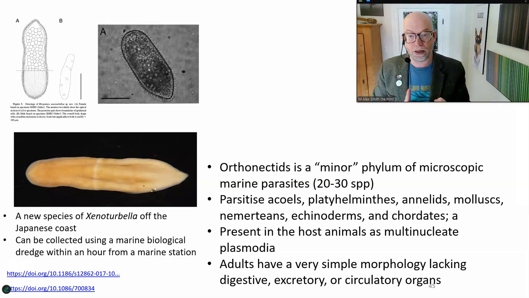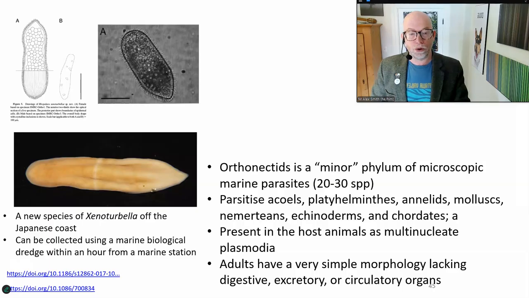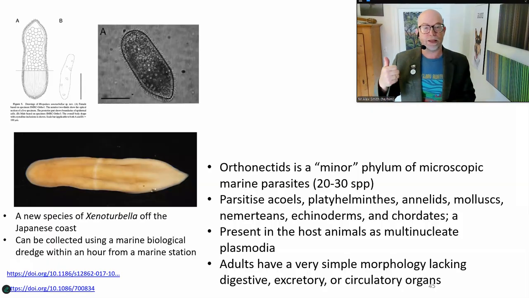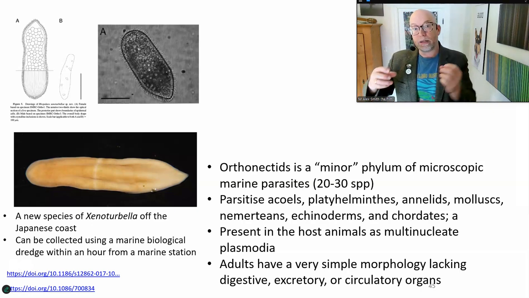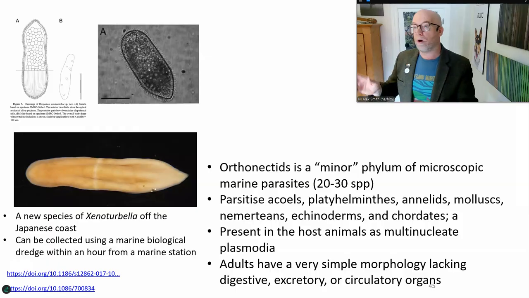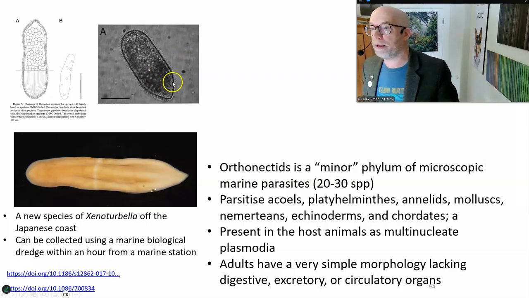They seem to parasitize acoels, platyhelminth flatworms, annelids, mollusks, nemerteans, so a good slew of the phyletic diversity in the ocean. And when they're in the host animal, they're present as a multinucleate plasmodium, almost looking like an amoeba. And the adults have a very simple morphology that lacks a digestive system, lacks an excretory system, and lacks circulatory organs. When they're jettisoned from the host animal and live their juvenile life out in the open ocean, we know next to nothing about them. And so here's the plasmodium here.